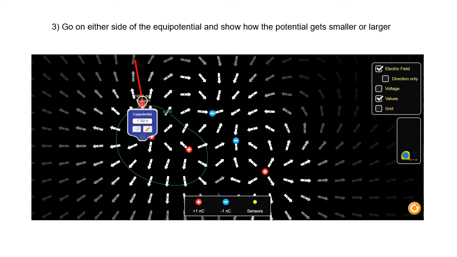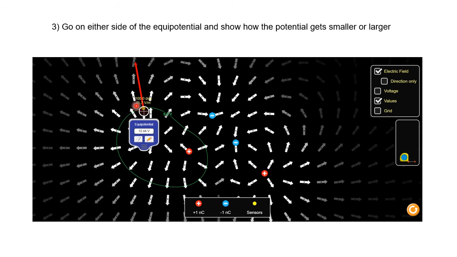Now, if you move to a point off the green contour in the direction of the electric field, we know that the potential will get smaller, because remember the electric field goes from high to low. So if you're going to a point in the direction of the electric field, as you see here, the potential gets smaller, it becomes 7.792. If you go to a point opposite the electric field, then the potential gets bigger. You can see here 10.44 for instance.